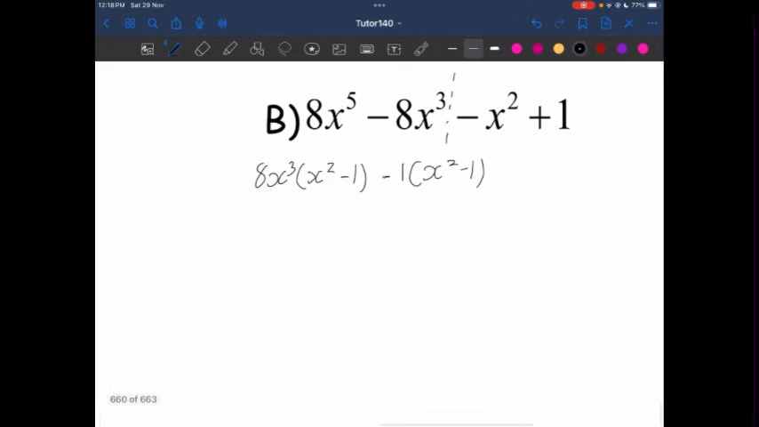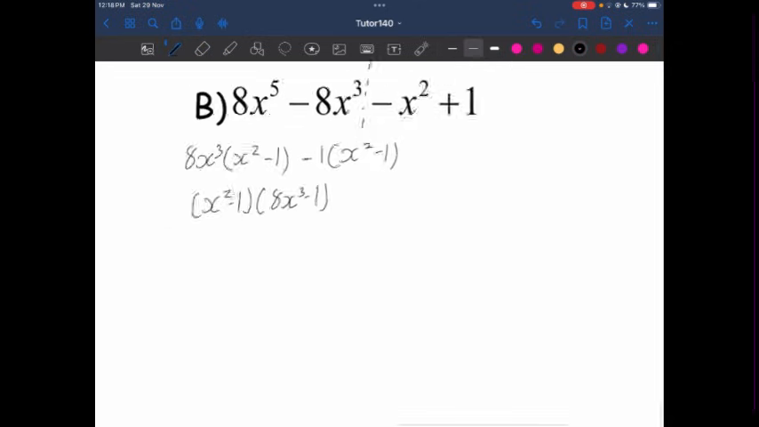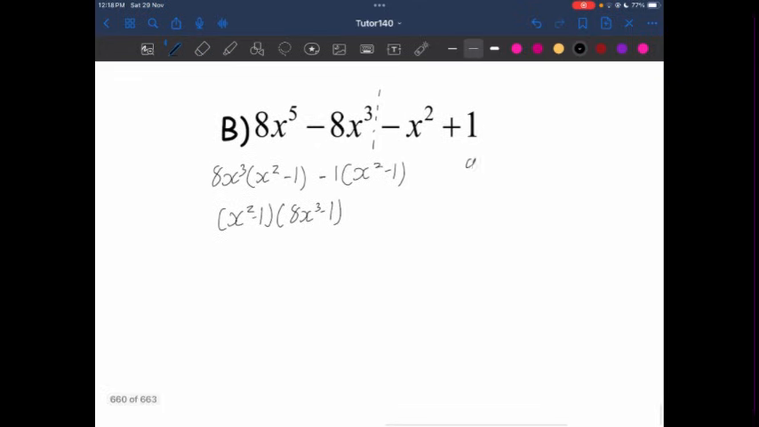So now I'm going to just rewrite it and say x squared minus 1, 8x cubed minus 1. The first one is the difference of two squares. Remember, a squared minus b squared is a plus b, a minus b. The second one is the difference of two cubes. And the formula for that is a cubed minus b cubed. That's a minus b, a squared plus ab plus b squared.